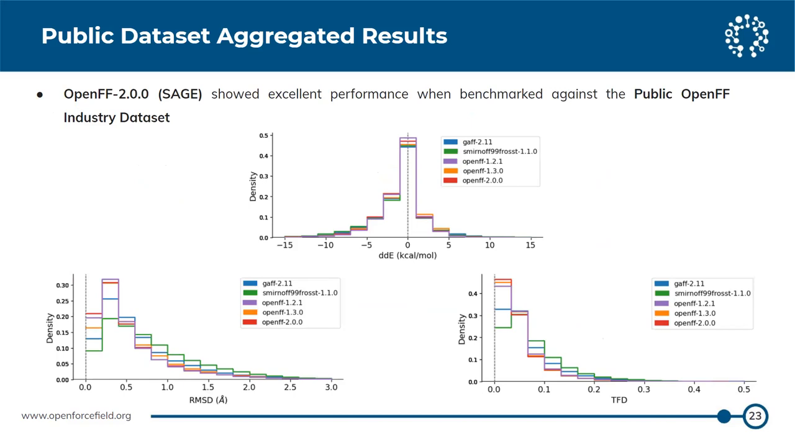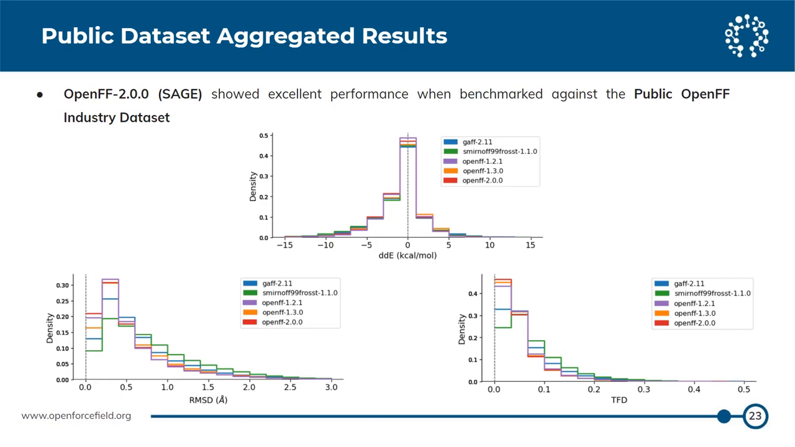We have run geometry optimization on the public OpenFF industry dataset with Smirnoff, Parsley, and obviously also Sage, assessing them against quantum mechanical data. Molecular energies were assessed with delta-delta E, consisting of relative MM energies minus relative QM energies. And then geometries were also compared through RMSD and torsion fingerprint deviation, TFD, which uses Gaussian weighted torsion angles between the FF optimized geometry and the QM reference geometry, rather than the Cartesian difference that we see in the RMSD, and should be less dependent than RMSD on molecular size for structural comparison purposes.